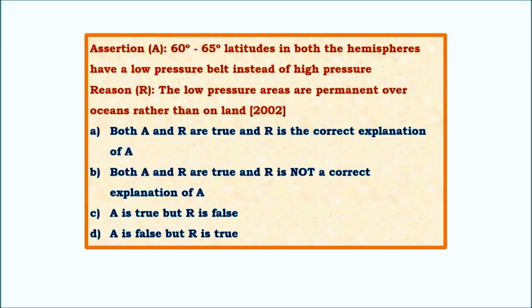Let us take a look at a question. Assertion: the 60 to 65 degree latitudes in both the hemispheres have a low pressure belt instead of a high pressure belt. We have seen that there is a subpolar low pressure belt in this region. So the assertion is correct. Reason: the low pressure areas are permanent over oceans rather than on land.